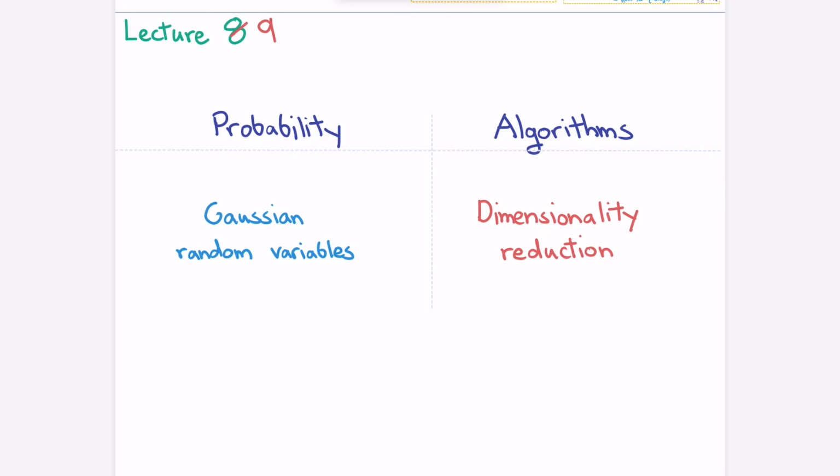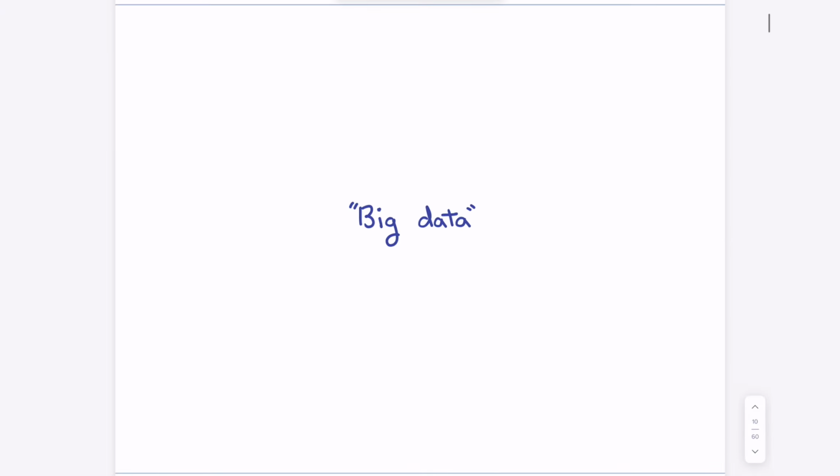We're going to do dimensionality reduction, and we're going to get some practice with Gaussian random variables, which maybe you've seen before, but we haven't played with in this class. Okay, so all right, you've all seen the phrase before. When I was in your shoes, this was the hottest phrase before deep learning. We had big data. It was very exciting.